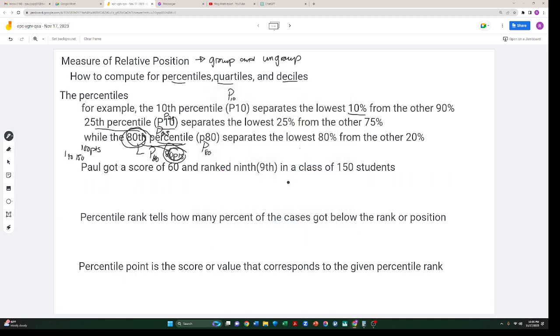Okay. So, example. Paul got a score of 80 points. So, 80 ang points, no? And rank 9 from the TH, no? In a class of 150 students. Akalain mo, nakakuha og 80 scores, then rank 9 in the class of 150 students.